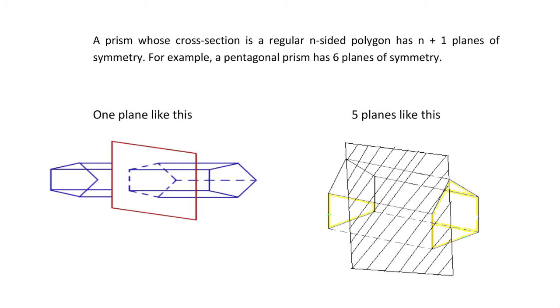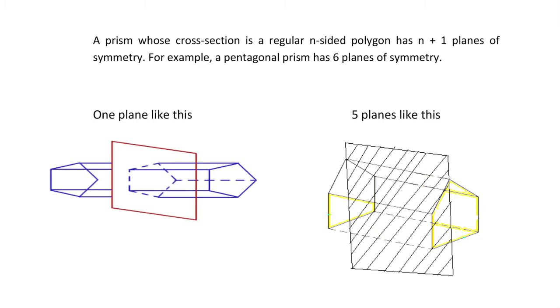A prism whose cross-section is a regular n-sided polygon has n+1 planes of symmetry. So if the prism has n sides, then the number of planes of symmetry will be n+1. So for example, a pentagonal prism. A pentagon has 5 sides. So a pentagonal prism will have 6 planes of symmetry.